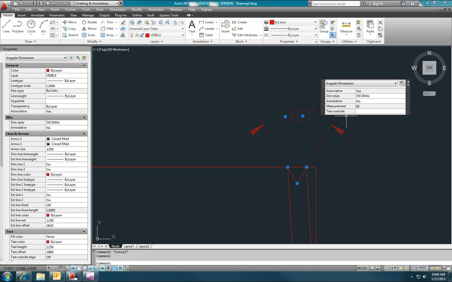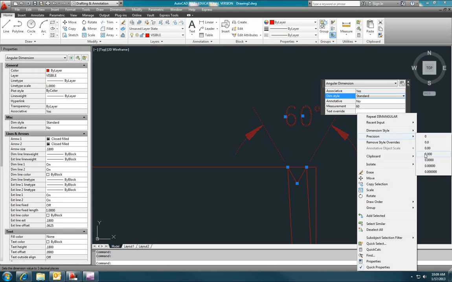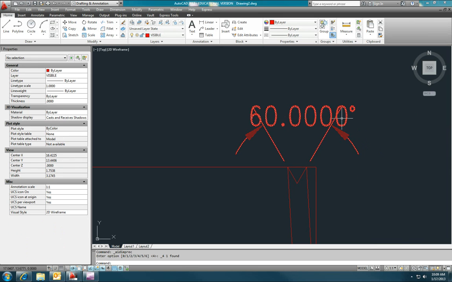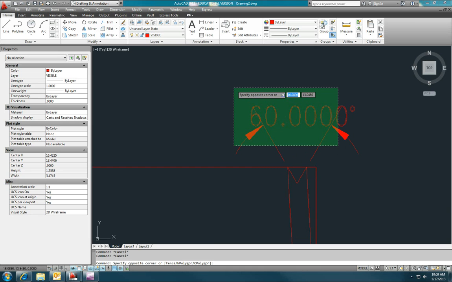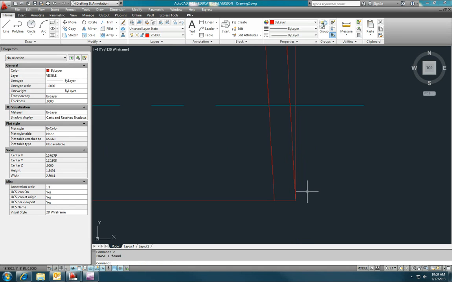even with 4 decimal places that we see all zeros, and it's exactly 60 degrees. So I'll click on that. I'm going to have to change my dimension style to standard so I can get the actual precision I'm looking for, and then I will right click, change the precision to 4 decimal places, and I have 4 zeros. So that means that we are exactly 60 degrees, which is what we want. Now I want to erase that, and I'll do the same thing on the bottom. Okay, and then do some trimming here. Just real quick, I want to check my angle.